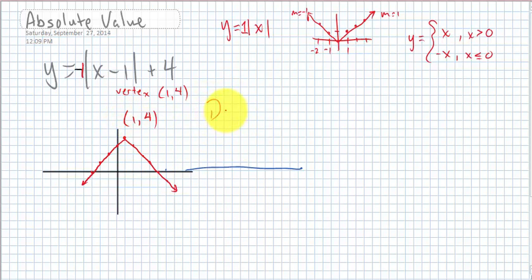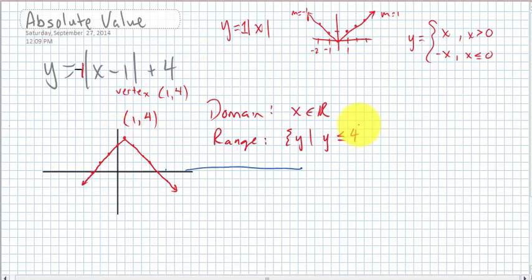The domain is all real numbers. All absolute value graphs have a domain of all real numbers. The range, however, is not all real numbers. The range is the set of y's such that y is less than or equal to. Well, what is y always less than or equal to? Y is always less than or equal to what this vertex point is. So 4.